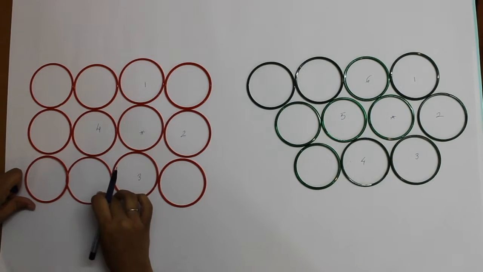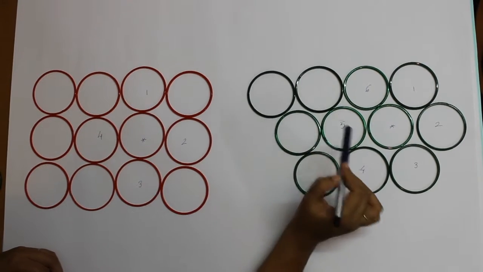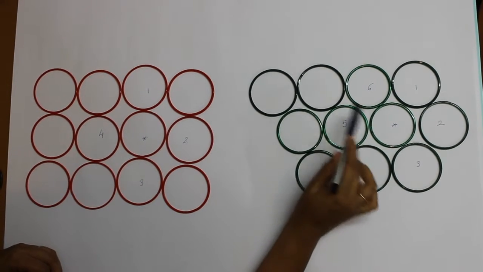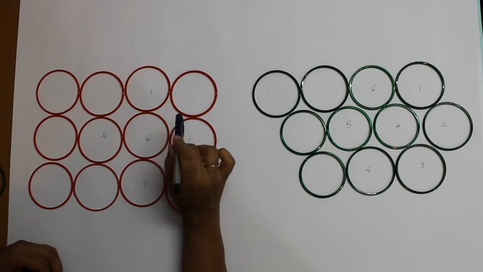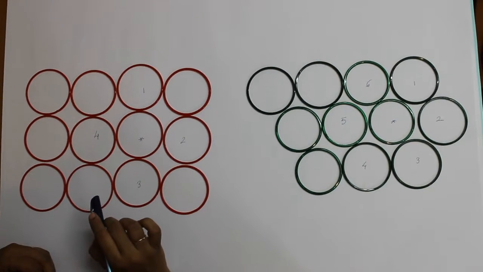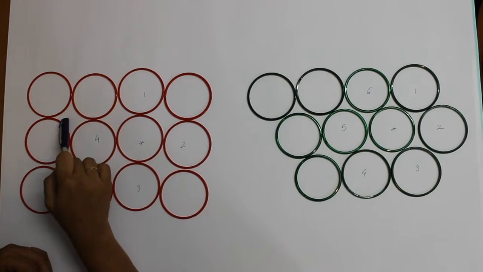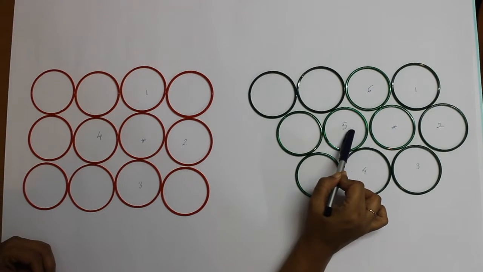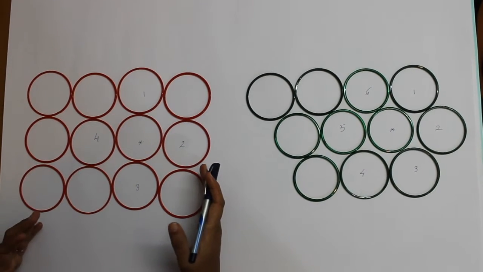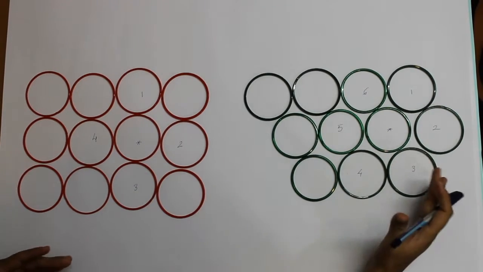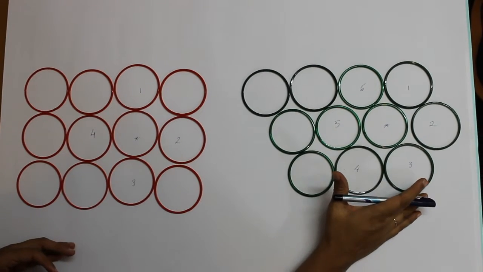Children, when we compare both of them, we can see that the empty space which is left, the gap which is left between the bangles, these gaps or vacant space, is known as void. Obviously, it is more in case of square close packing as compared to hexagonal close packing. Therefore, whenever a crystal is generated taking a square close packing, it won't be as efficient as packing done with hexagonal close packing, because here the void or empty space is less.